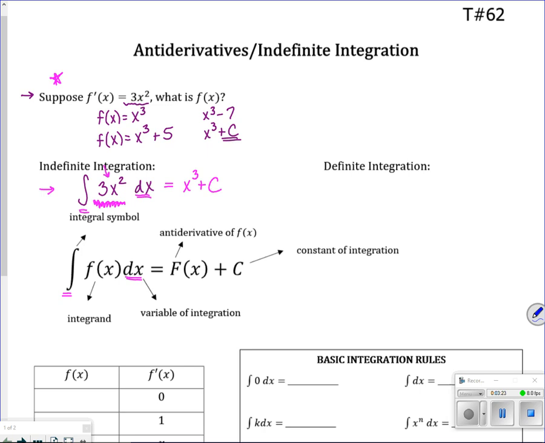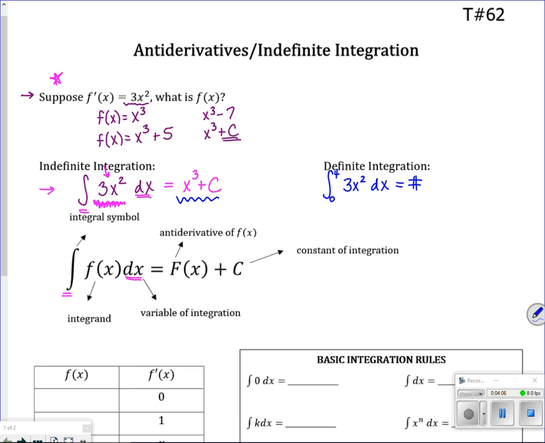Now, I keep saying the word indefinite integration, and you're wondering what the difference is between indefinite and definite. We're going to focus on indefinite for right now, but just so you know the difference, definite integration looks the same, but it has numbers on the integral symbol. I'm just arbitrarily picking 0 and 4. When you do definite integration, what you get out is a number. You get out 10, you get out -4, 0, whatever the case may be, but you get a number. When you do indefinite integration, you get out an expression.